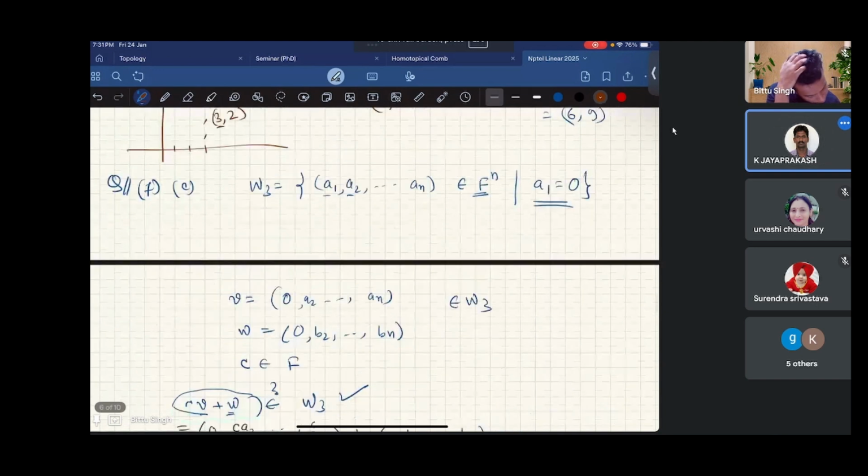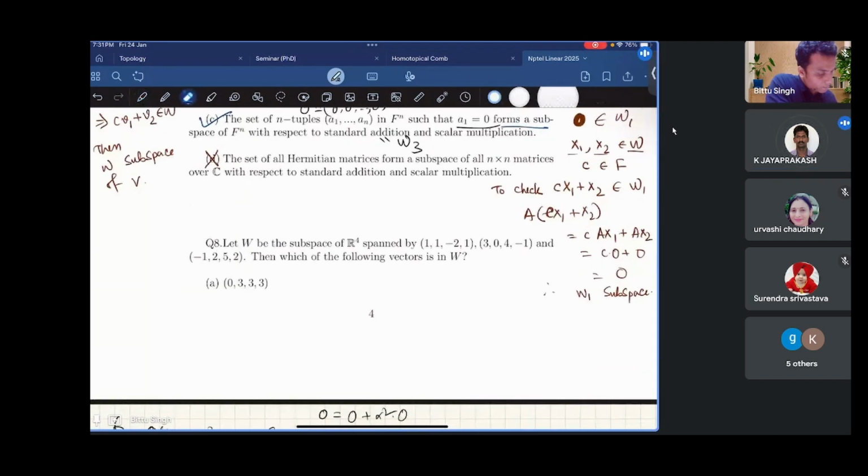So let us solve the next question. Question number 8. Here the subspace W, which is a subspace of R4. A subspace of R4 means it will look like 4-tuples. So here is a 4-tuple, another is this, and this is another. Then which of the following vectors is in W? We need to check this.